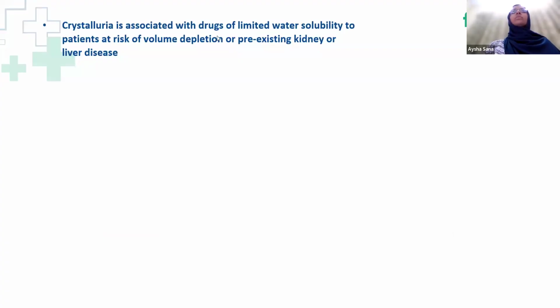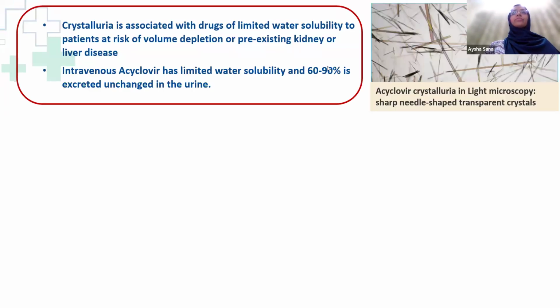Crystalluria is associated with drugs of limited water solubility, in patients at risk of volume depletion or pre-existing kidney or liver disease. So, acyclovir is known to cause crystalluria. This is an example of acyclovir crystalluria in light microscopy. We can see sharp needle-shaped transparent crystals.